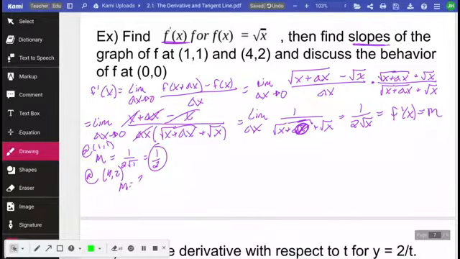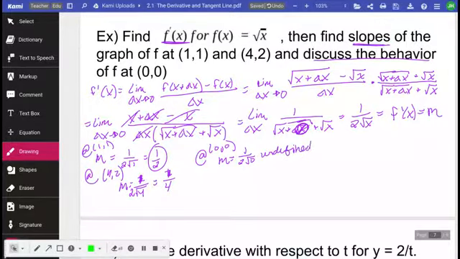My slope is equal to 2 over root 4, with a 2 in front of it here. Root 4 is 2, so we'll have 2 over 2, or that's a 1 over 4 ... Okay, and then it says discuss the behavior of f at (0, 0). So let's look at that. At (0, 0), my slope is equal to 1 over 2 root 0, which is undefined.